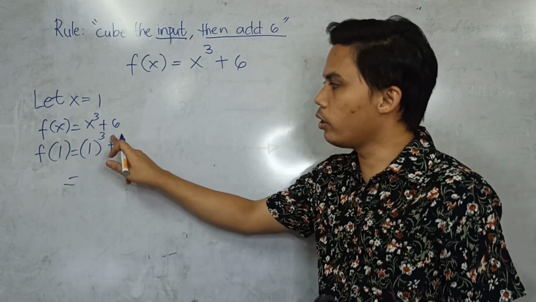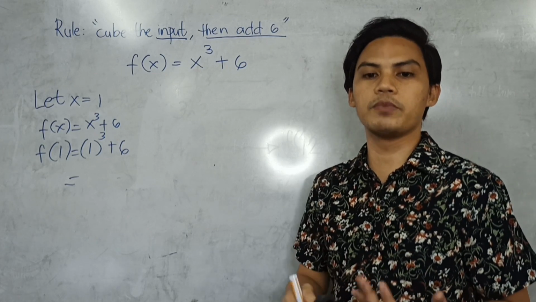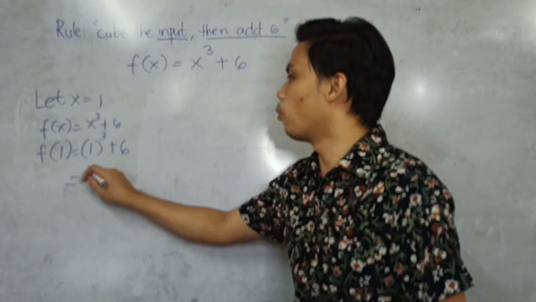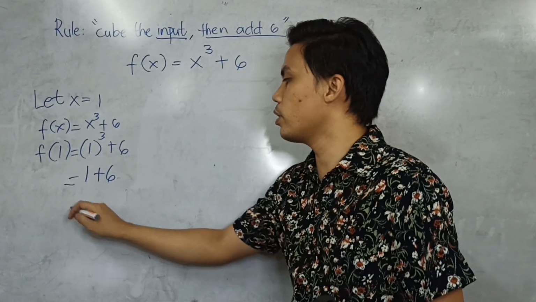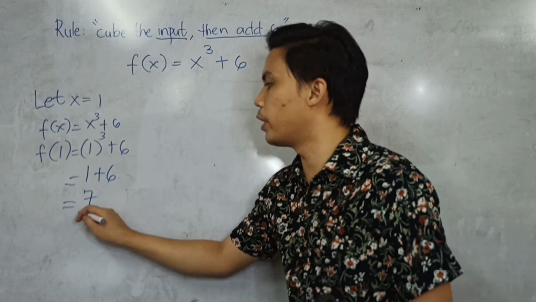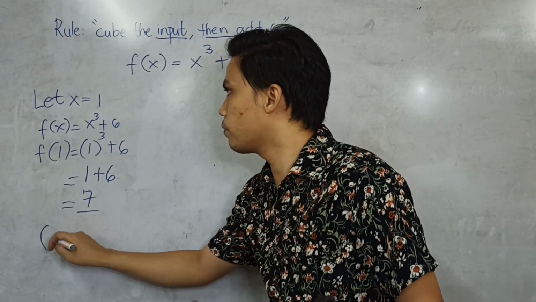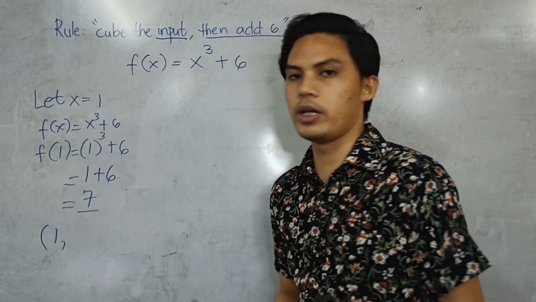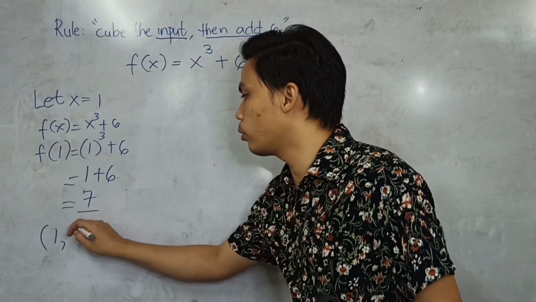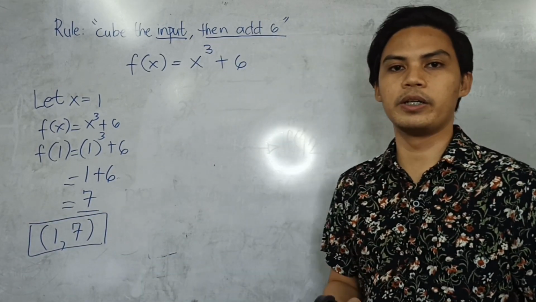Then let's solve. So 1 cubed, what does it mean? It means we're going to multiply 1 by itself 3 times. So that is 1 times 1 times 1. Then the answer is still 1. So you have 1, then bring down positive 6. Simplify it further, we will have 7. So ano itong 7? 7 now is our output. Therefore, our x value na 1 corresponds or will give us y value which is equal to 7. And this is our first ordered pair.